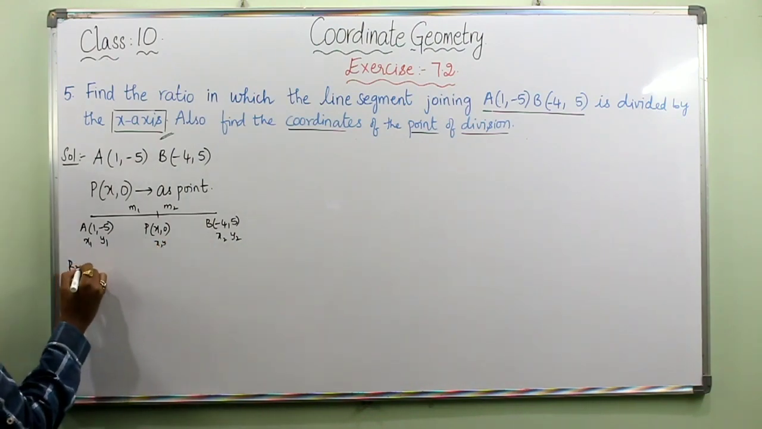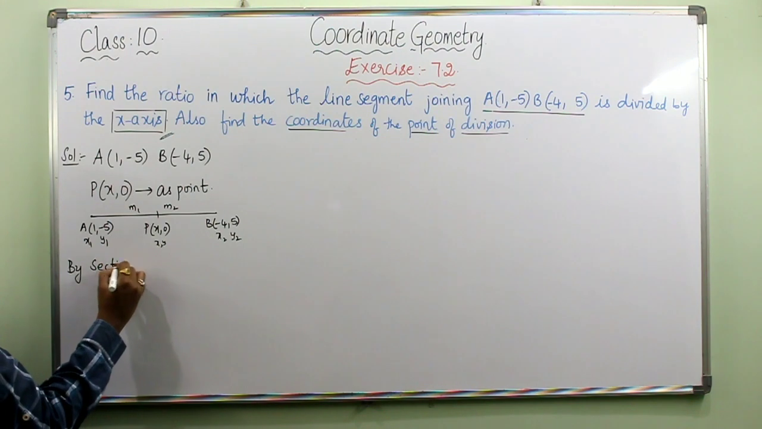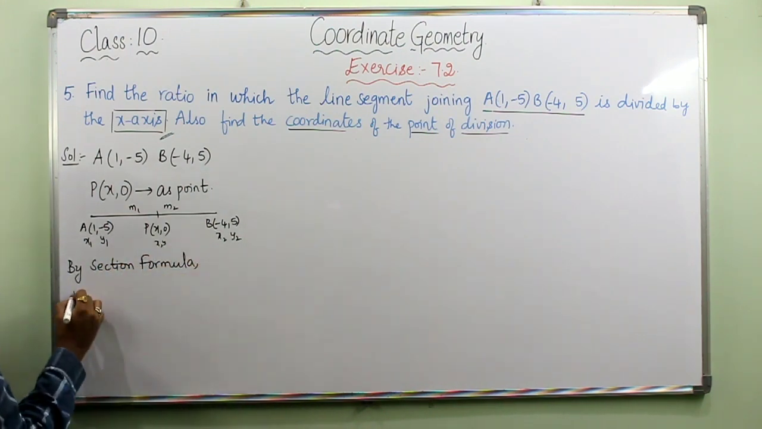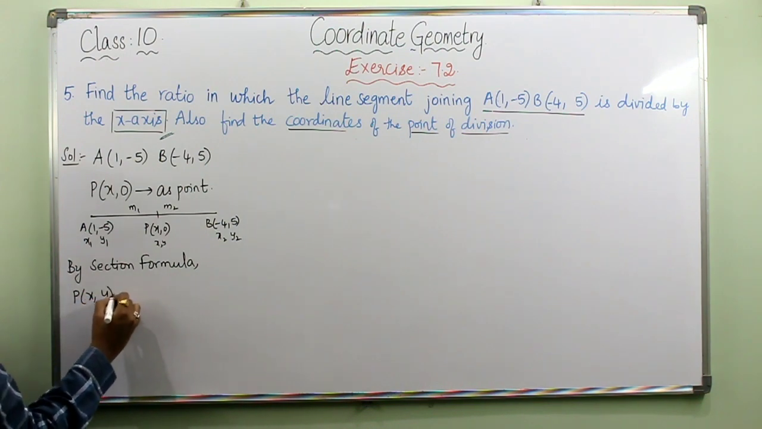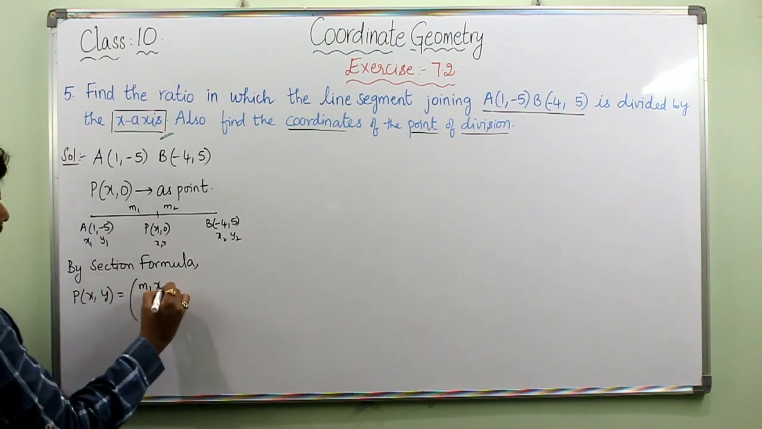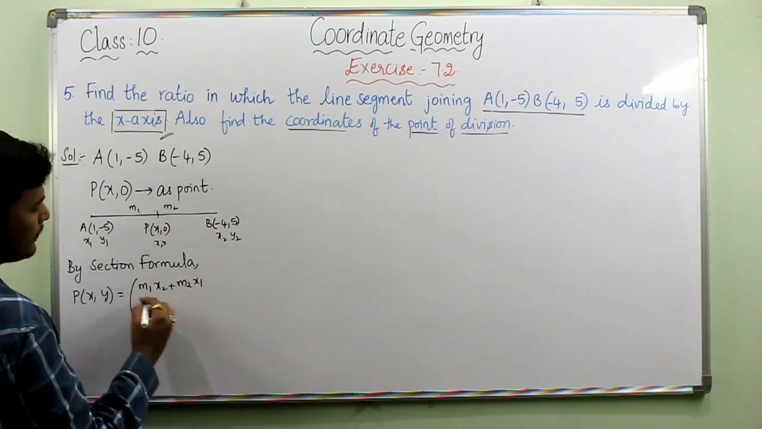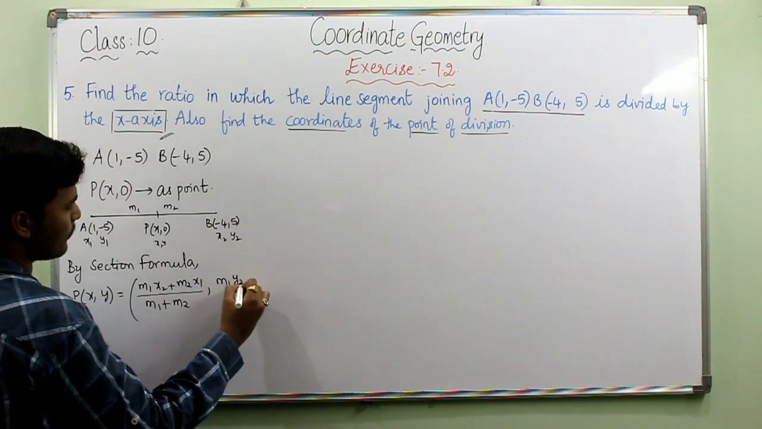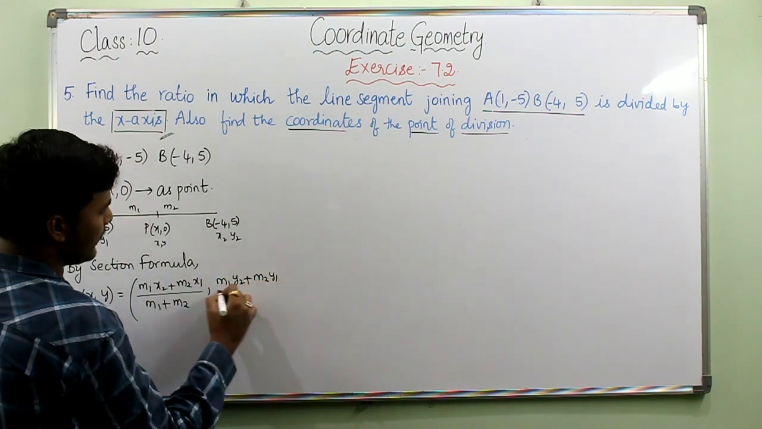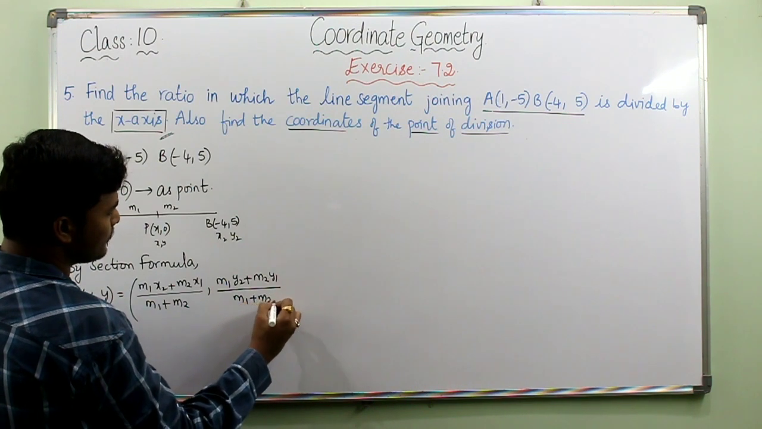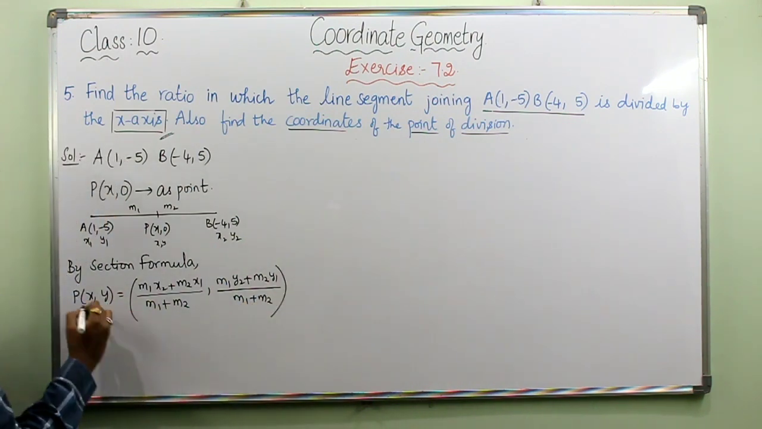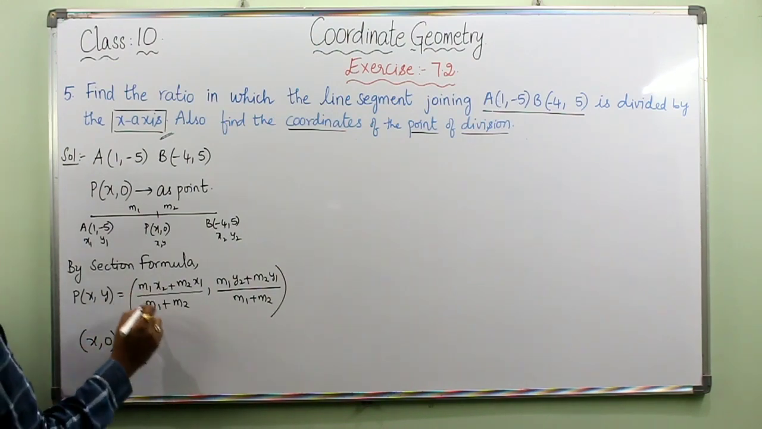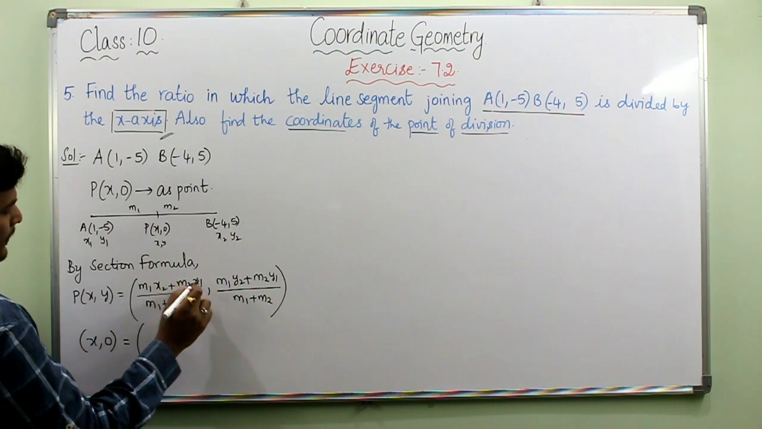So this can be solved by using the section formula. By the section formula we can write P(x, y) is equal to ((m1 x2 + m2 x1)/(m1 + m2), (m1 y2 + m2 y1)/(m1 + m2)). Now this (x, y) we have as (x, 0). Let us write this as (x, 0), and these points are (m1 x2 + m2 x1)/(m1 + m2).